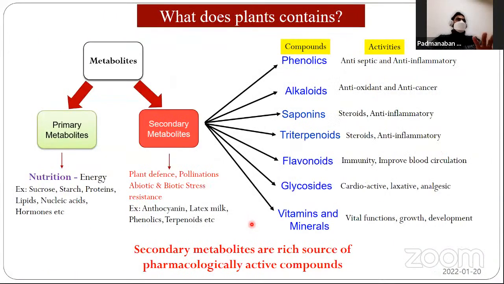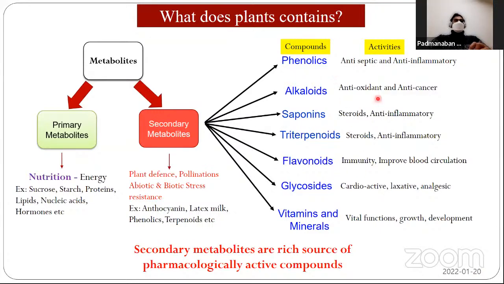Right. So what do these plants actually contain? What are the secondary metabolites the plants contain? There are plenty of diverse molecules that plants have. Basically, they've been characterized into a few compound classes such as phenolics, alkaloids, saponins, triterpenoids, flavonoids, glycosides, etc.